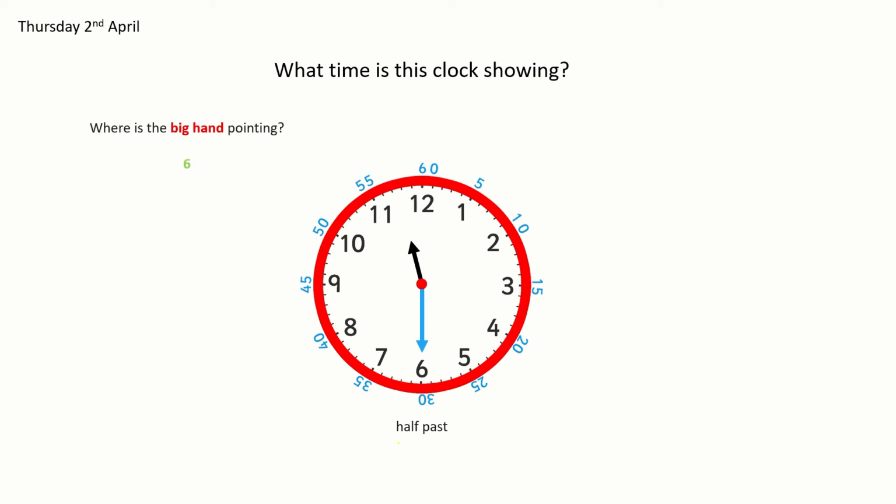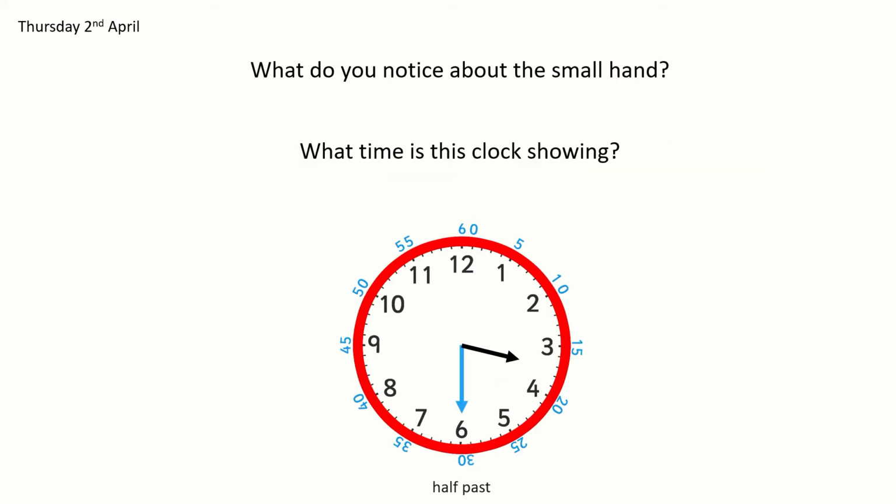The big hand is pointing to the 6, which means it's half past. The little hand is pointing between the 11 and the 12, so it's half past 11. And this is what you've got to think every single time, year 1. Where's the big hand and where's the small hand? What time is this clock showing?